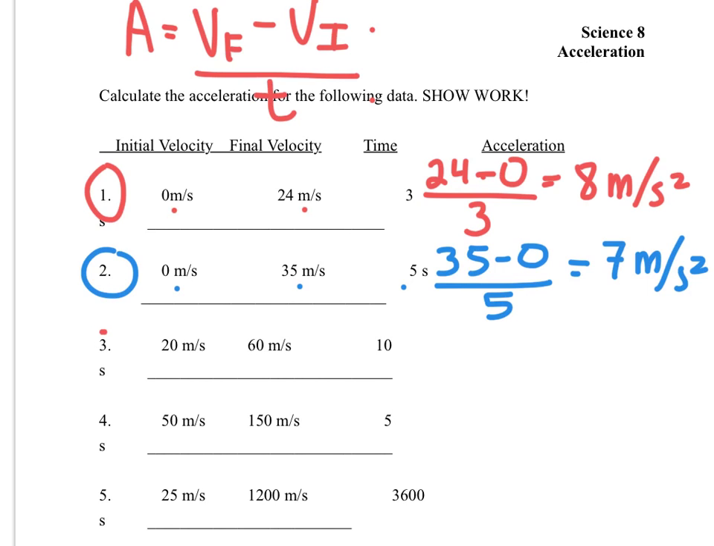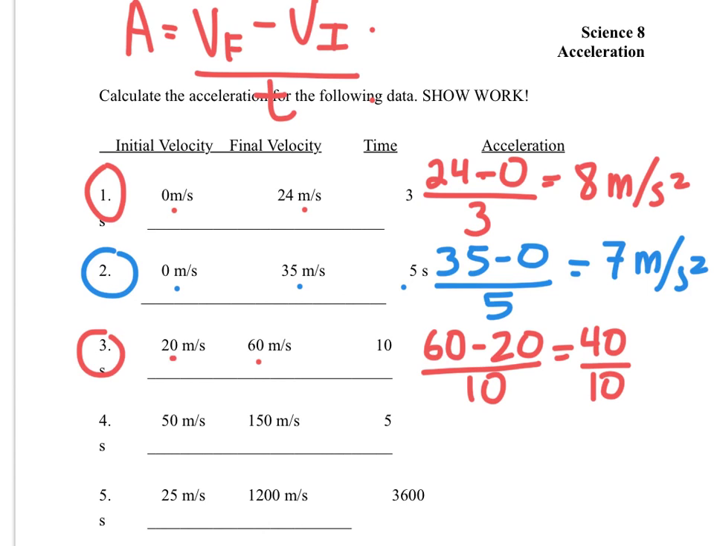Number 3. Here we have something a little bit different. Our initial velocity is not 0, it's 20. So the vehicle, or whatever this is, started at 20, finished at 60. So 60 minus 20 divided by the amount of time. So it's 40 divided by 10 is equal to 4 meters per second squared.